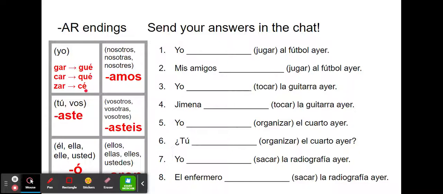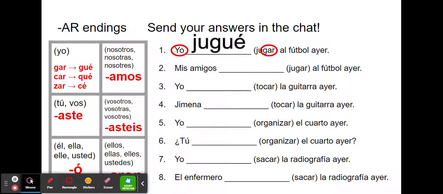Number 1 says, yo jugar al fútbol ayer. So first thing I want to notice is that it ends in GAR. So this is a GAR verb, and I notice that it's in yo form, which means GAR has to change to GUE. So my answer would be jugué. Yo jugué al fútbol ayer.